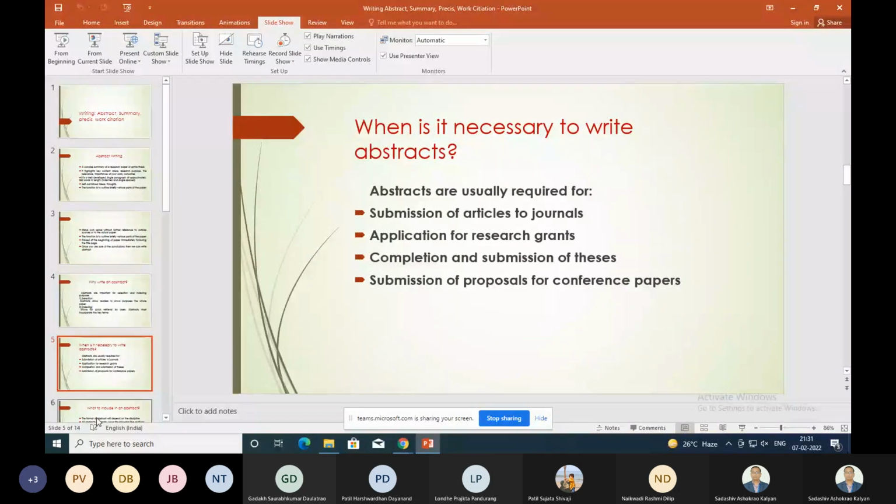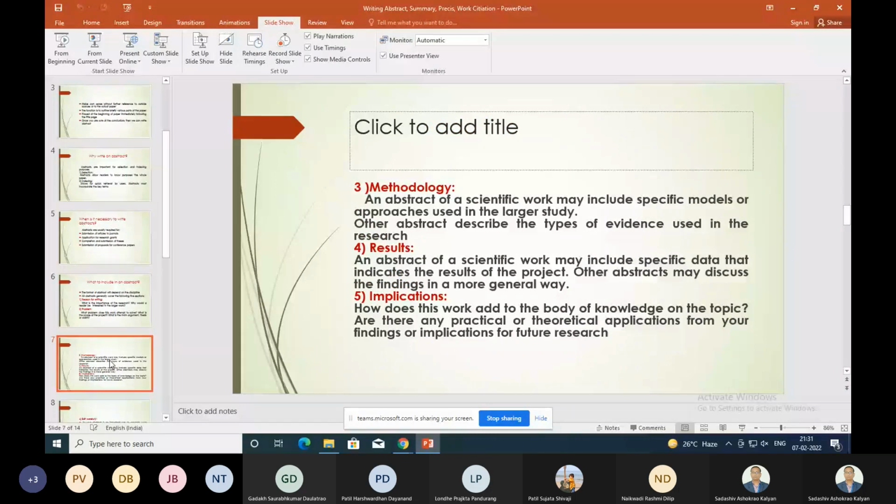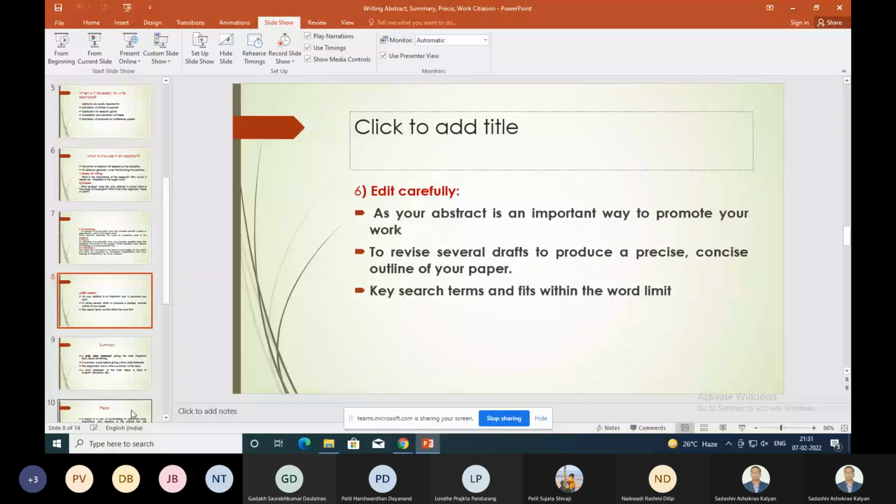Okay, then what are the important parts that are included in our abstract, in which reason for writing and stating our problem in a very clear cut way, and what kind of methodology we are using here, what is our result, what are our implications. Okay, then what is our conclusion also, and how we are also trying to edit our abstract. Okay, so this was related with what is meant by abstract writing.